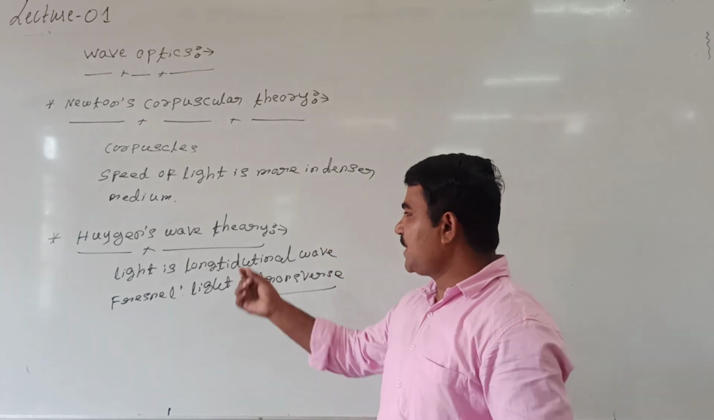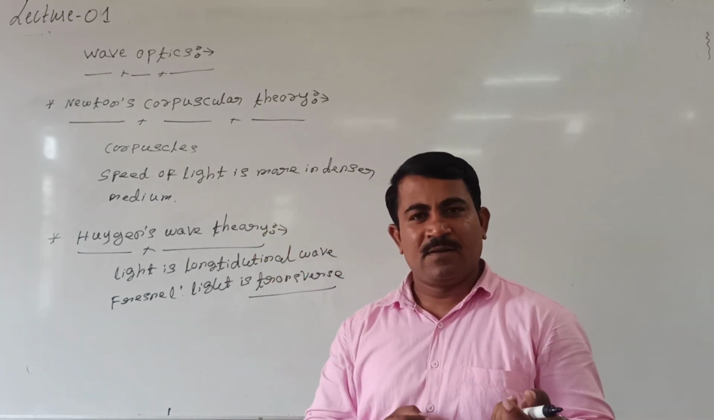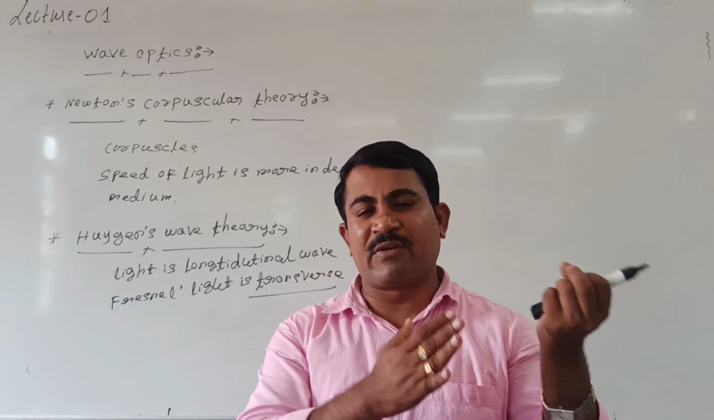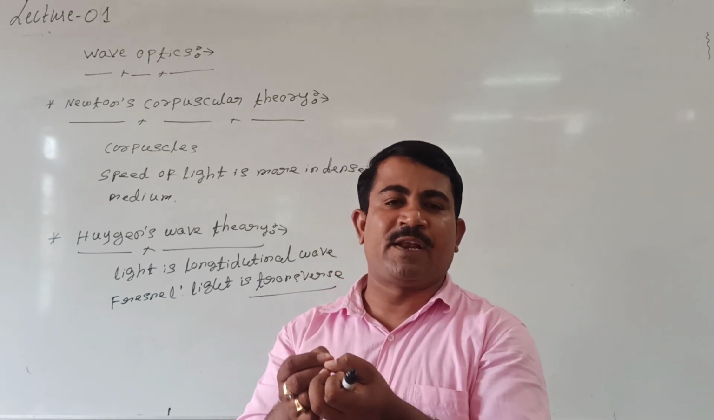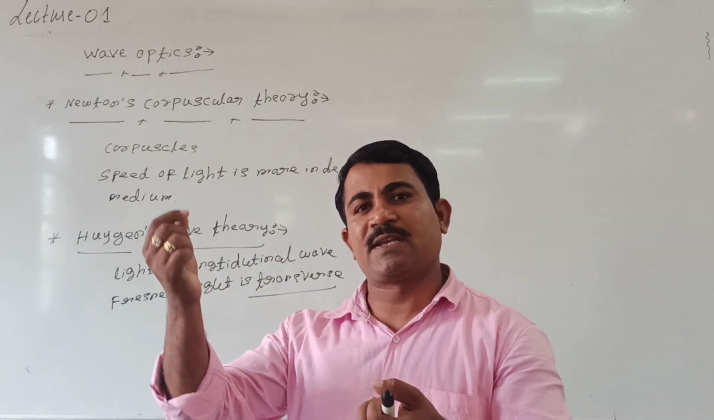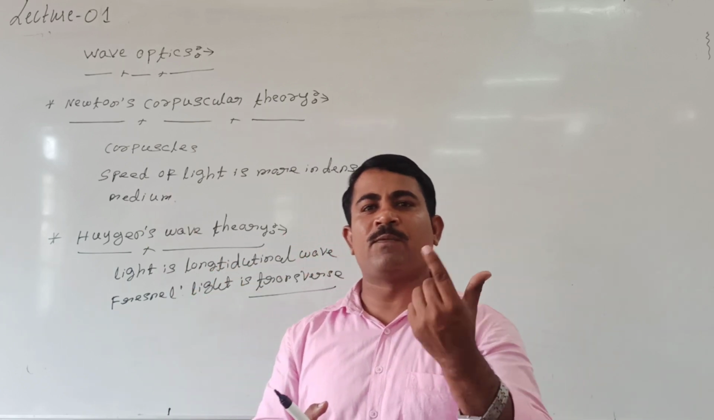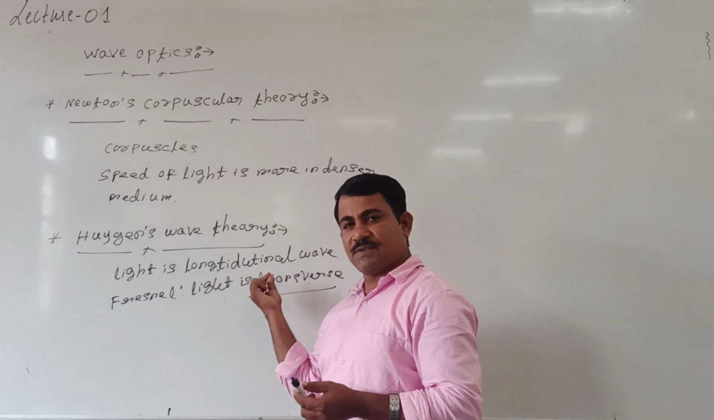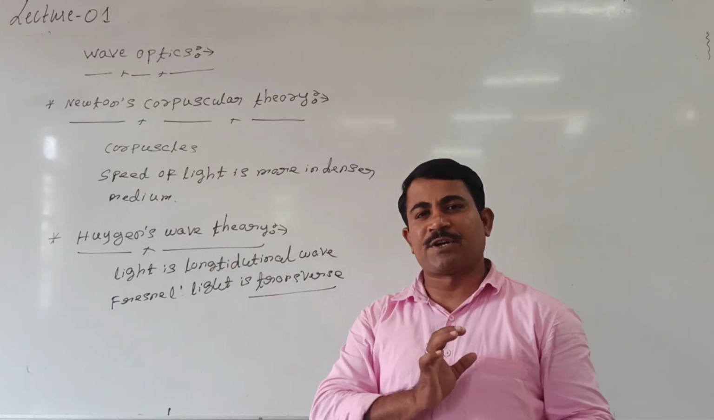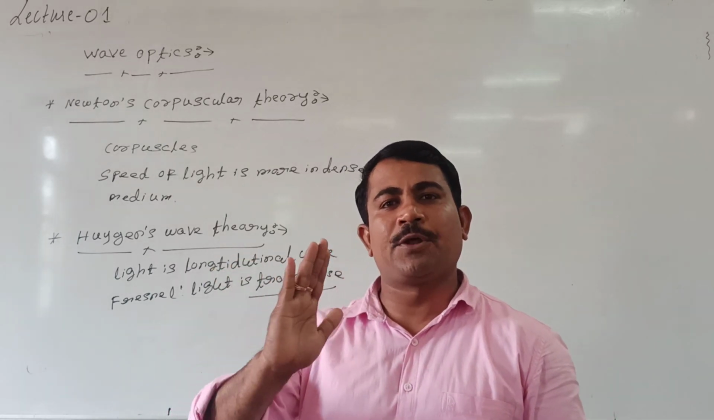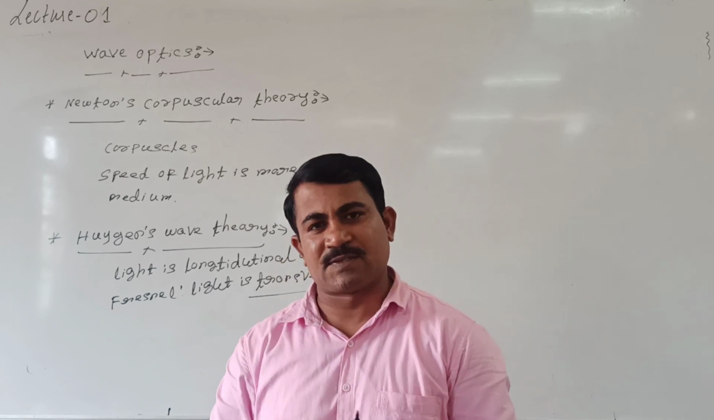Using Huygens' theory, what can we explain? You can explain reflection of light, refraction of light, interference of light, and diffraction of light. So many phenomena are explained. Only one limitation exists in Huygens' theory: he proposed that light is not transverse, instead light is longitudinal. This is one of the demerits of Huygens' theory.